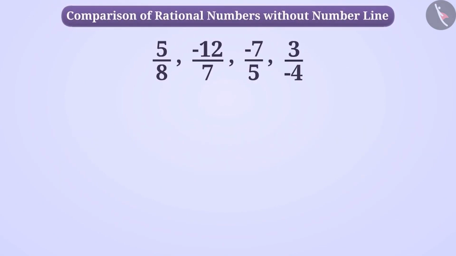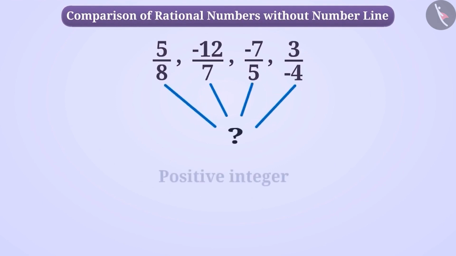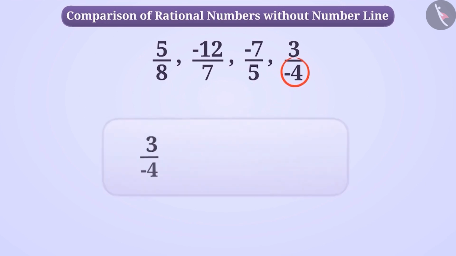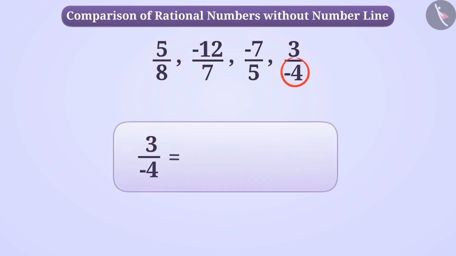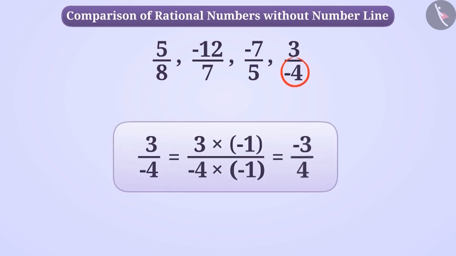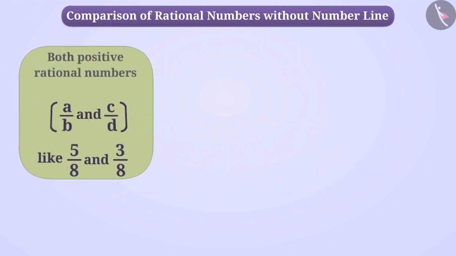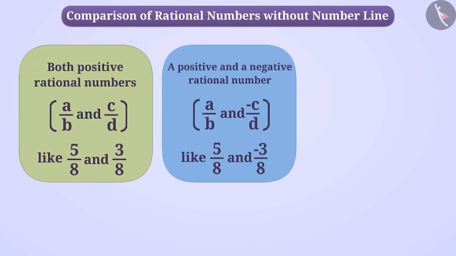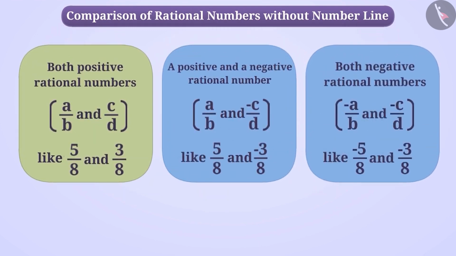We first see whether the denominator of a rational number is a positive integer or not. If the denominator of a rational number is a negative integer, then we multiply both the numerator and the denominator of the rational number by -1 and thus make the denominator a positive integer. By doing this, we get either both positive rational numbers or a positive and a negative rational number or both negative rational numbers. So let's find out how we can compare them in each situation.